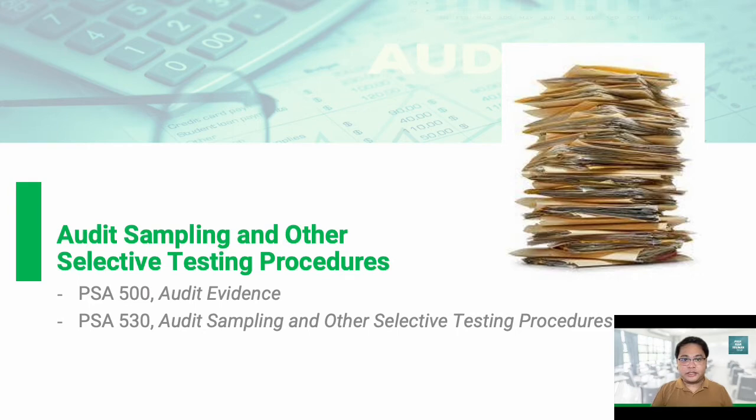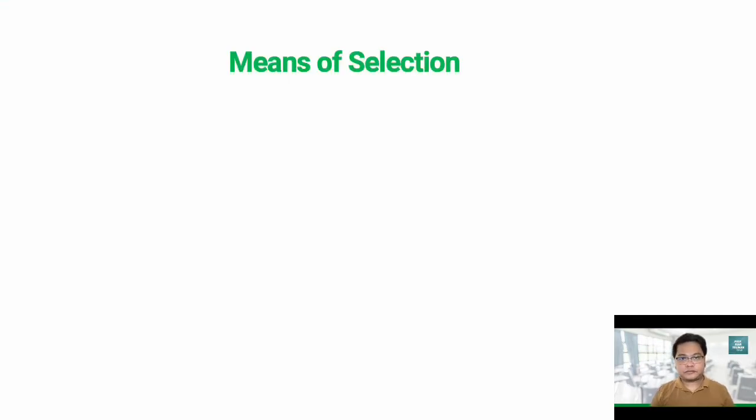So for this section, we will discuss audit sampling and other selective testing procedures. For these topics, we will use PSA 500 on audit evidence and PSA 530, audit sampling and other selective testing procedures. When we perform our audit procedures, for example, test of controls or substantive test, we have to decide which items we select from the population of the documents of our client to be subjected to our validation.